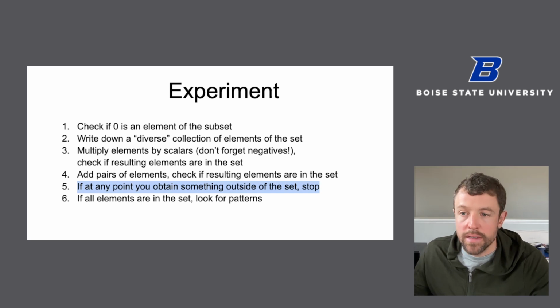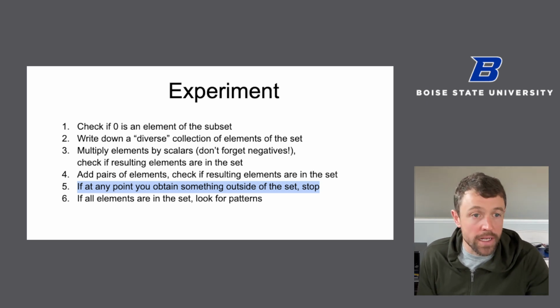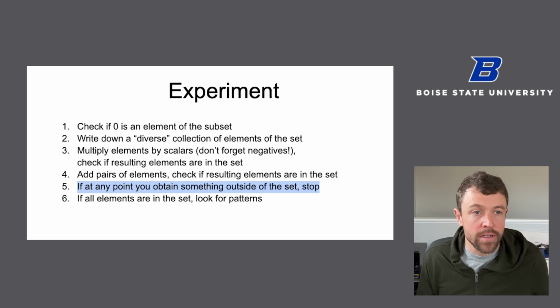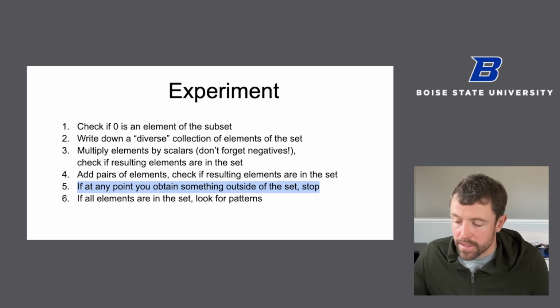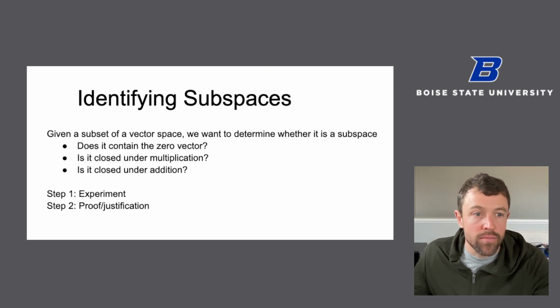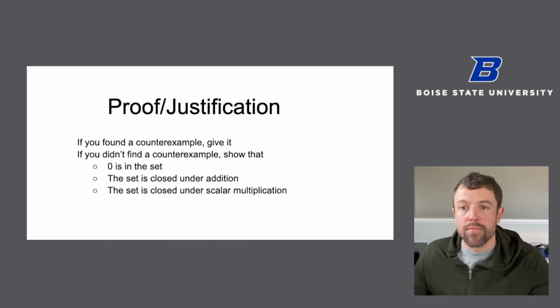I've determined that this is not a subspace of Rn because I've added two elements that were in it, and I've seen that I got a third element that wasn't in it. So I'm stopping. I'm done with the experimenting phase. And I need to move along to my proof/justification phase. Okay, let's go down and look at that.